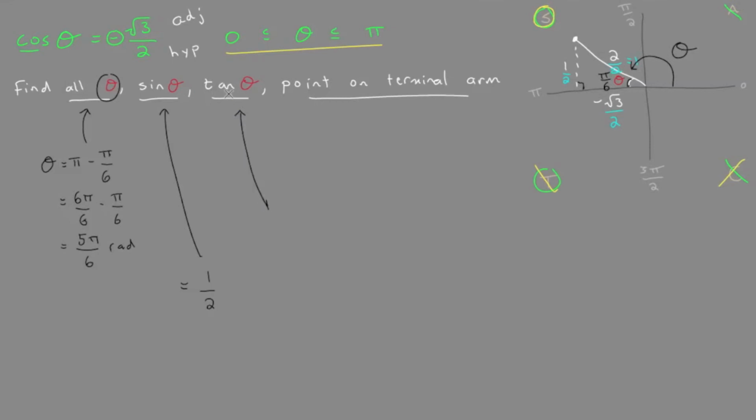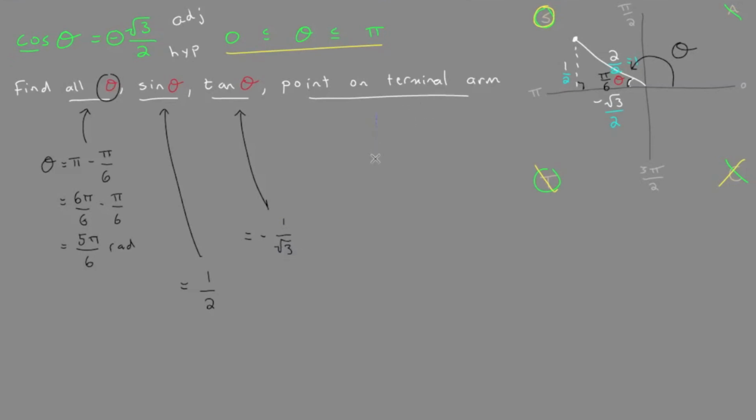Next, we use the tan ratio. Remember, tan is opposite over adjacent. So again, I'm not going to use my fractions, I'm going to use the whole numbers. It's the same thing. So opposite is 1, adjacent is negative root 3. Therefore, the tan is negative 1 over root 3.